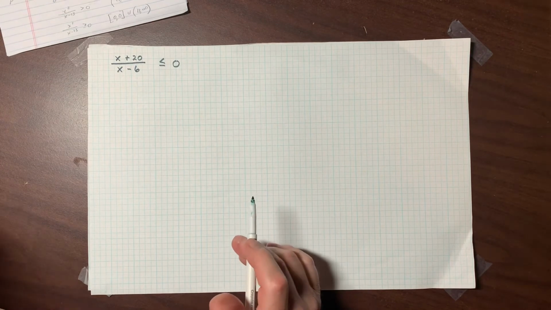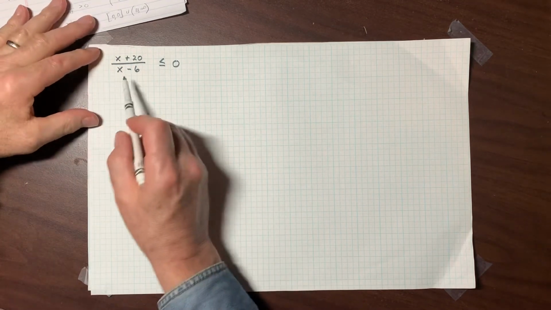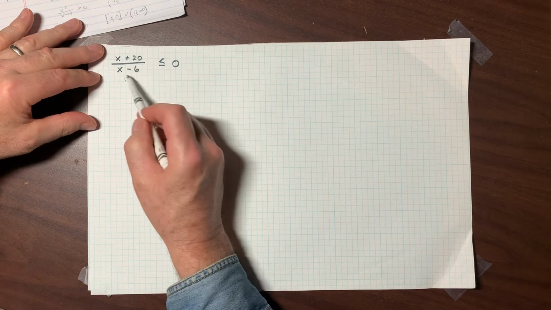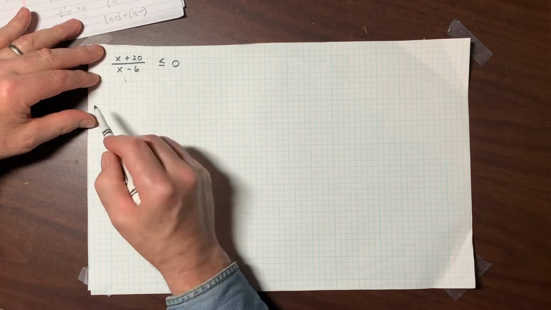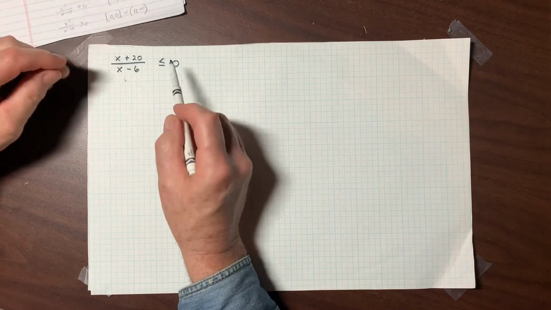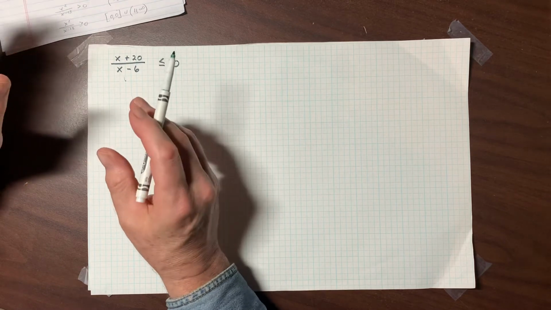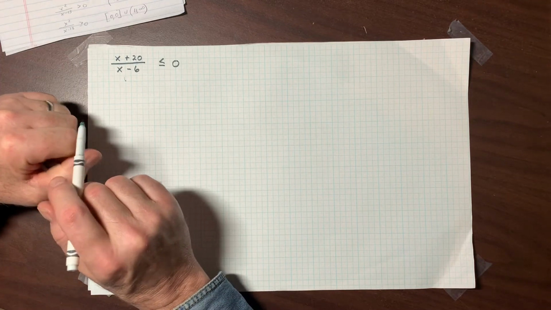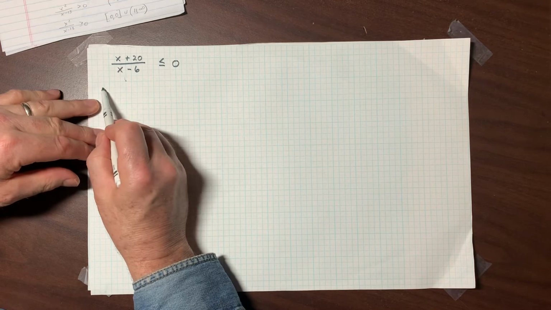What I'm trying to determine here is what values of x will cause this entire expression to be negative or 0. Less than or equal to 0 corresponds to either being negative or 0. All right. Game plan. I'm going to make a sign line.